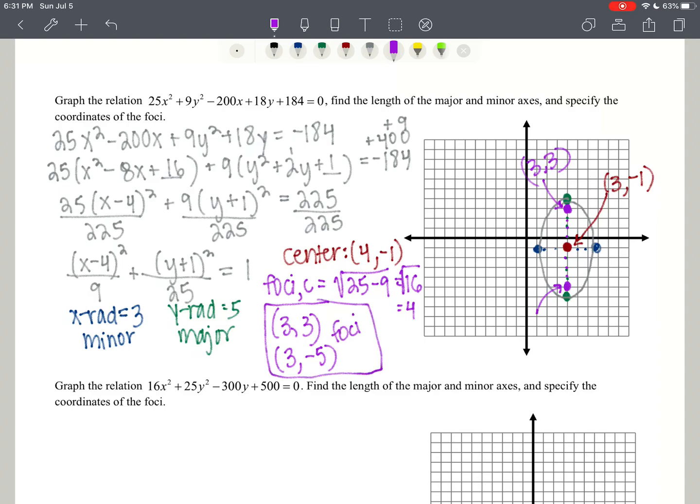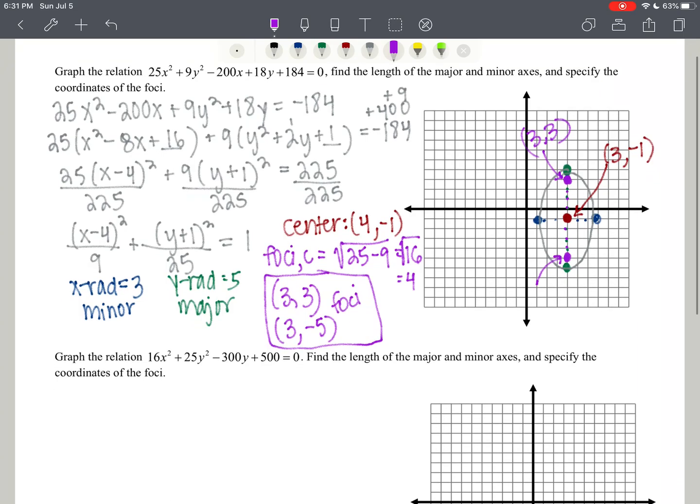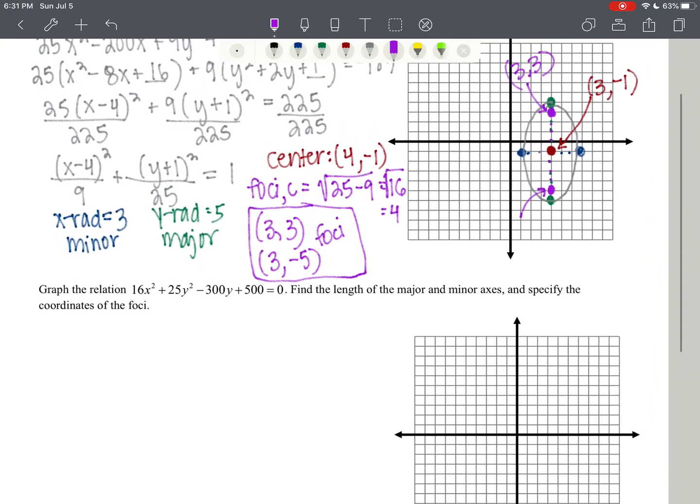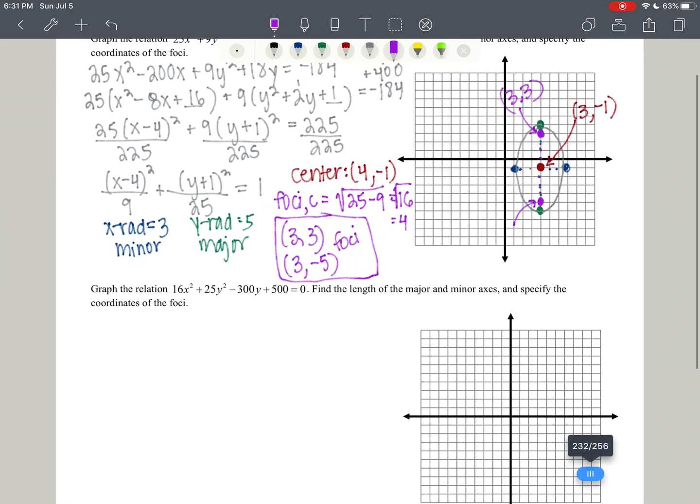So there we go. So we've got another one that's got 16x squared plus 25y squared minus some other values right here. That's going to be our next try in the next problem that we do.